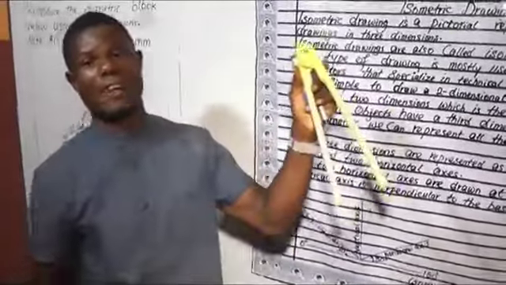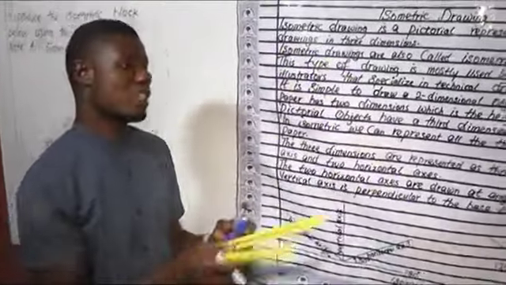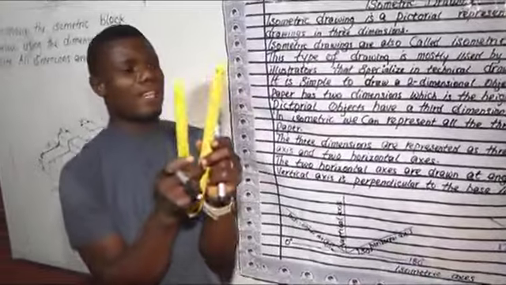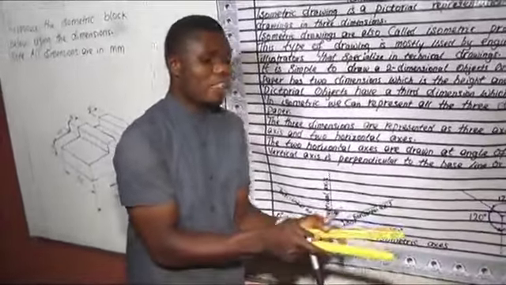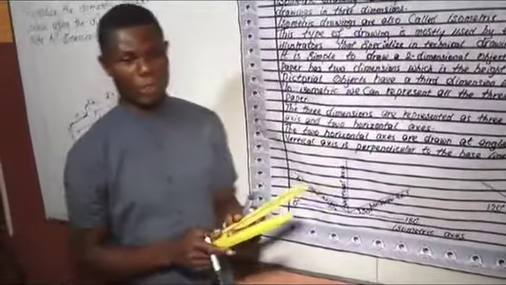Now, this other one I have with me here is known as the divider. We use this to transfer dimensions on a drawing. Now, if you want to draw maybe 20 millimeter, instead of trying to use your ruler to draw on your drawing board, you can just pick this divider and use it to take the measurement from your ruler, then transfer it to the drawing board.